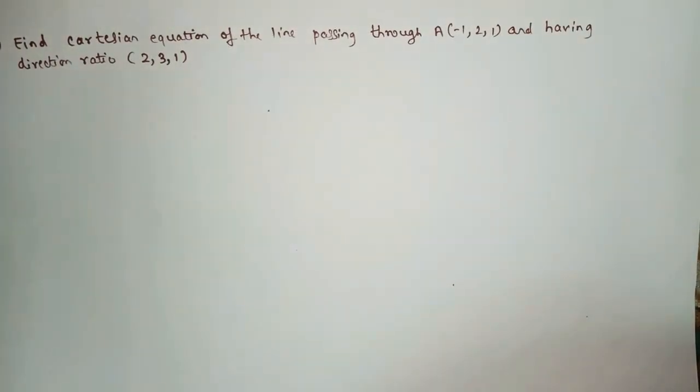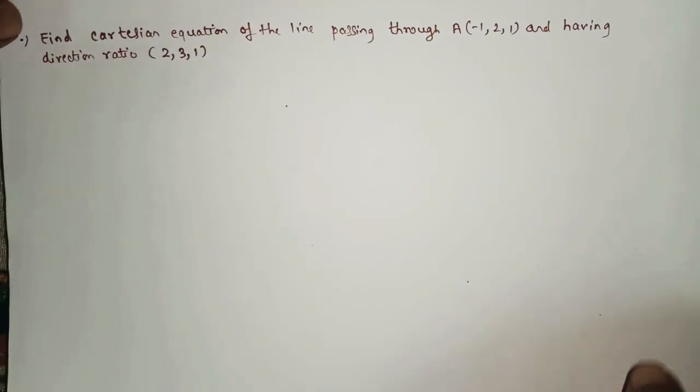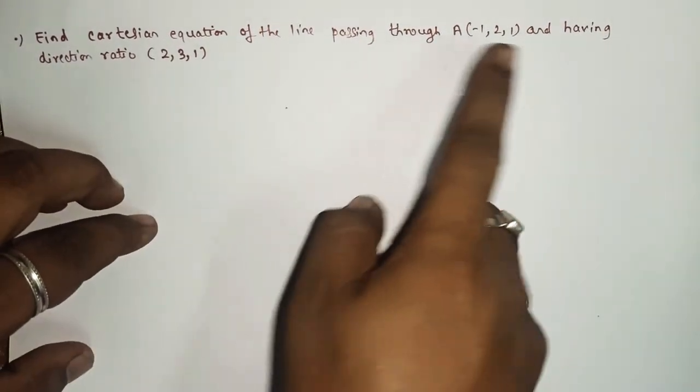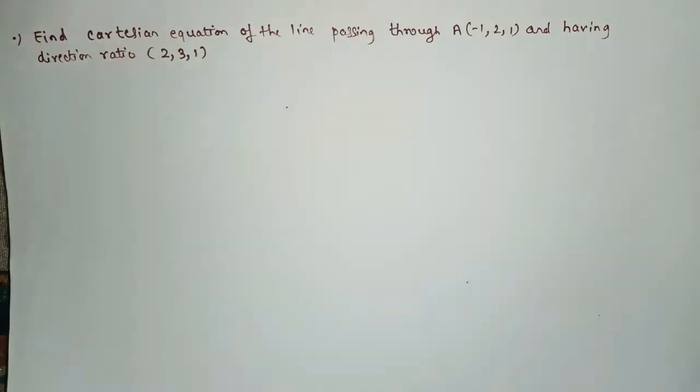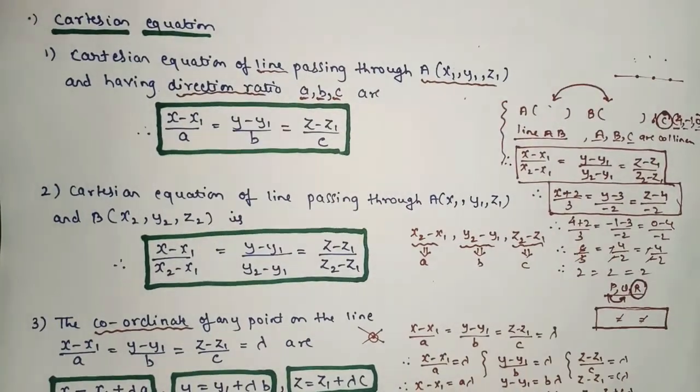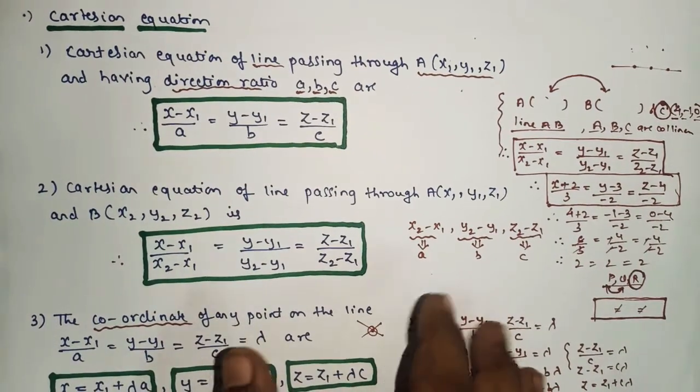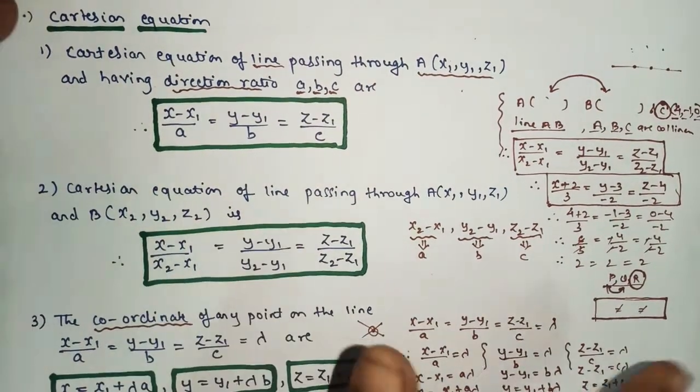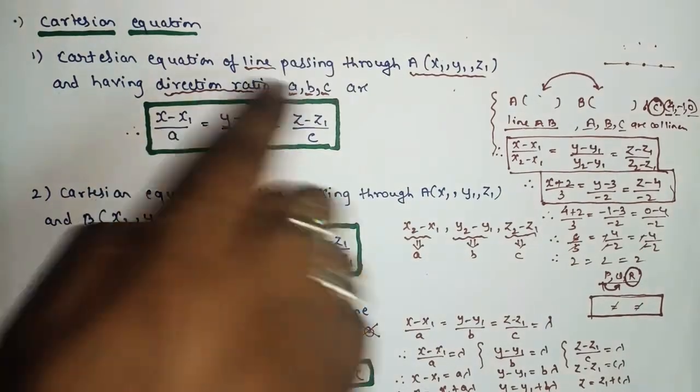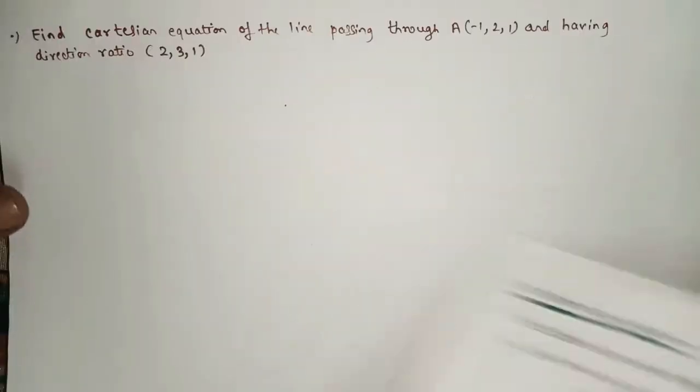In the next sum we have to find the Cartesian equation of a line passing through a point and having a direction ratio. So now we'll see which formula we have to apply, the first, second or third. As clearly we can see that we have 1 point and a direction ratio, so we have to apply the first one.